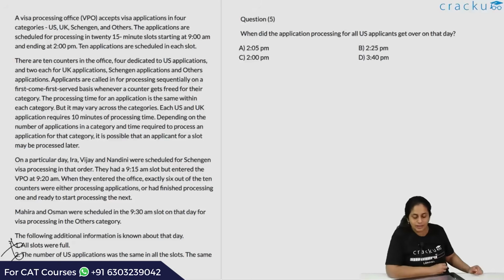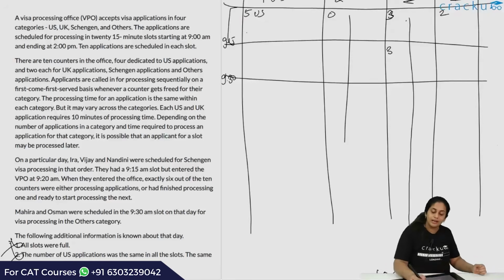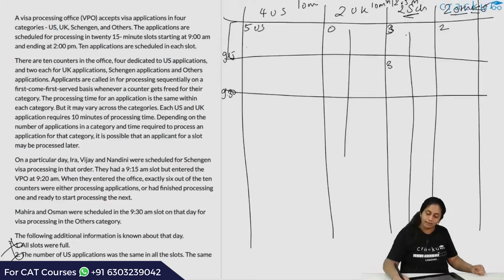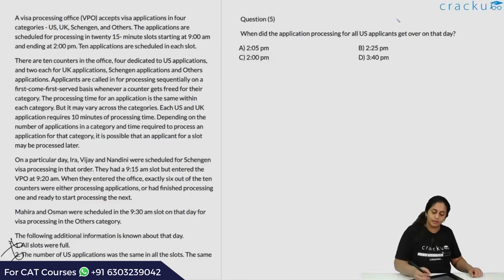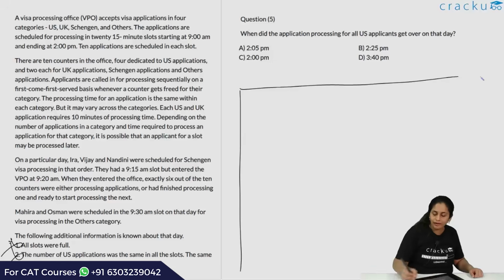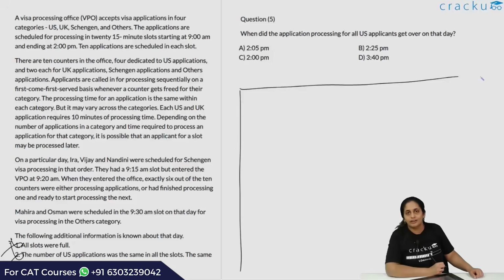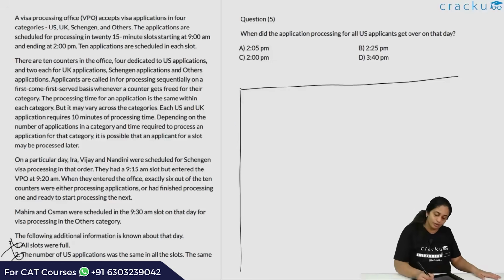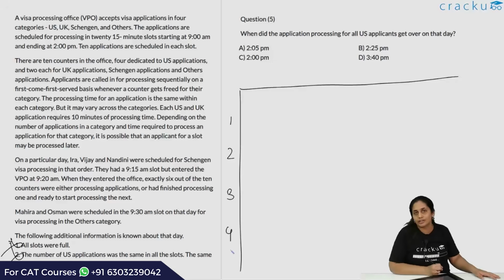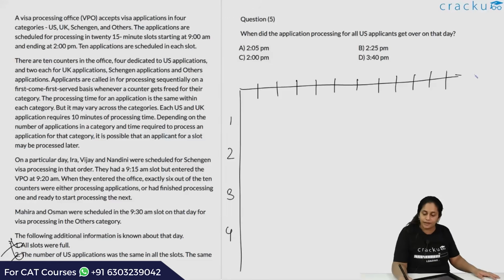The last question is, when did the application processing for all US applicants get over that day? Now, the applicants have not drawn it out, but let me draw it out. So what happens over here? You have basically 5 applicants and 4 counters. So the counters are 1, 2, 3 and 4. Each counter is going to take 10 minutes to do one application. So let us see, each tick is say 5 minutes. So this is 20, 25, 30, 35, 40, 45, 50, 55 and 60.